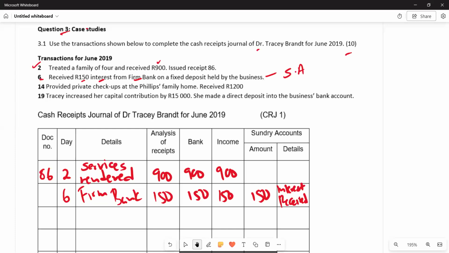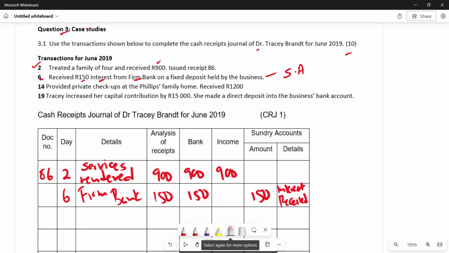So we can try to see in terms of our next transaction. But before we move on to our next transaction, you would see that the interest received is not part of the core activity, so we are not going to include it under income. We can just correct it by removing it there, because it's not part of our core activity of rendering services. So we only put it under a sundry account. We leave it like this. Under income, we don't include it.